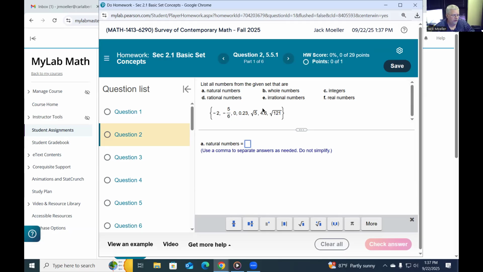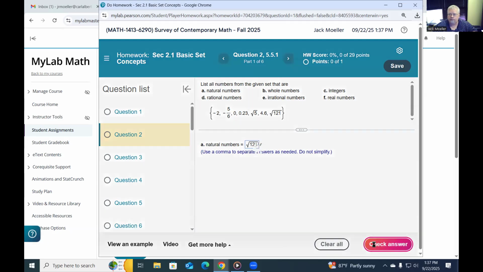4.6 is a decimal. Now, if you do square root of 121, it gives you 11. So square root of 121 is actually a positive whole number. So how do you put that in there? You would do square root of 121. If you go in your calculator and it gives you the radical back, that's telling you that it is an irrational number. But if you put it in the calculator and it gives you a whole number, then you have a natural number as an answer. So out of all those, that's the only natural number.